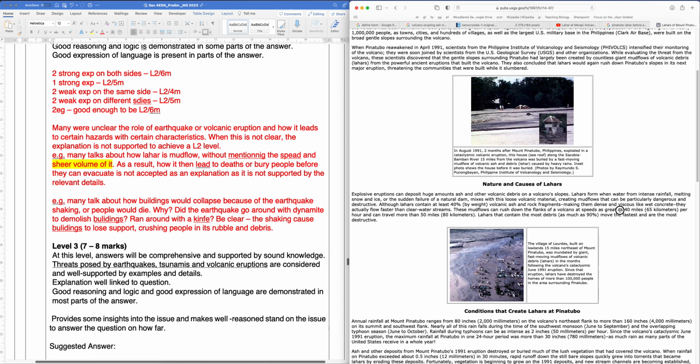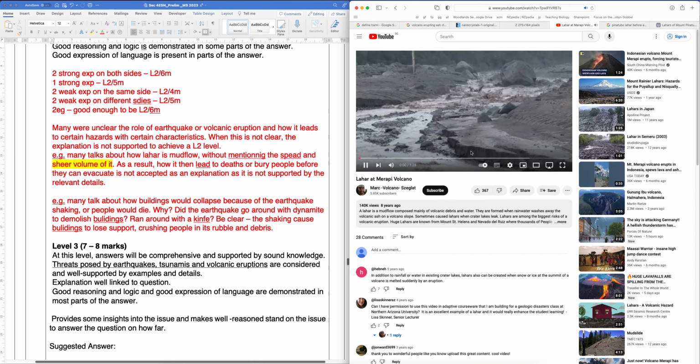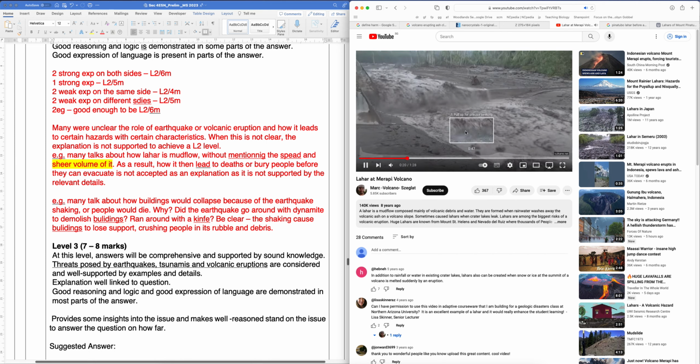Next, you must talk about how fast it is. You don't need to give me the exact number, 65 kilometers, but tell me that it moves very quickly. That's why people cannot outrun it and they may get buried. So this is lahar from Mount Merapi, I think in one of the 2010 eruptions. You can see how fast it flows. As you can see, it's like flood water. Look at the sheer volume of it.